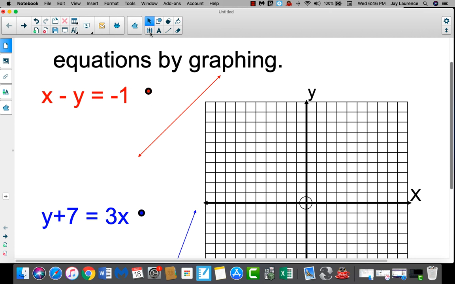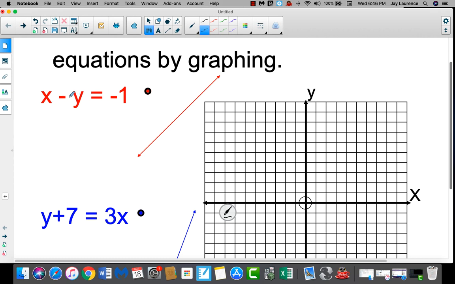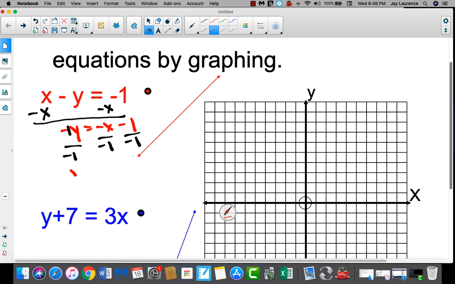Okay. First off, I want to make sure that my equation is in slope-intercept form. So right now, y is not alone. So I'm going to subtract x from both sides. And when I do that, be careful here. This is a really common mistake. I'm going to get negative y equals negative x minus 1. Now, y is not alone. There's a negative 1 attached to it, by multiplication, because there's a negative y there, or negative 1y. So I'm going to divide by negative 1 on all three terms. And when I do that, I'm going to get y equals x plus 1.